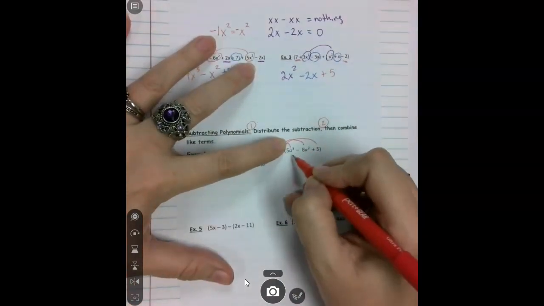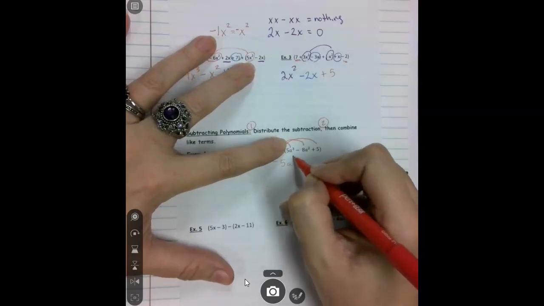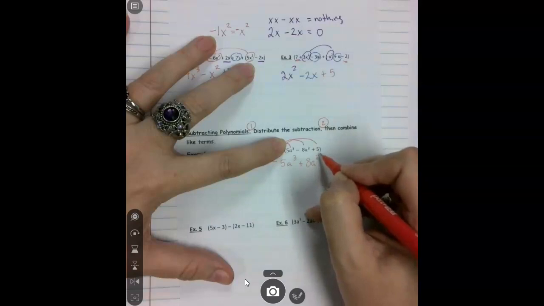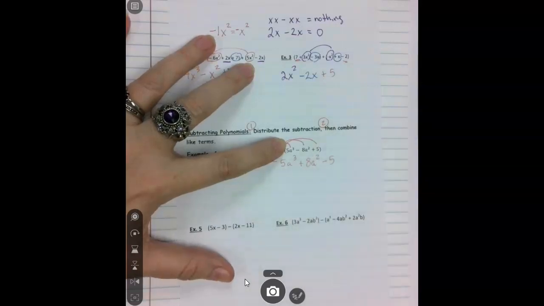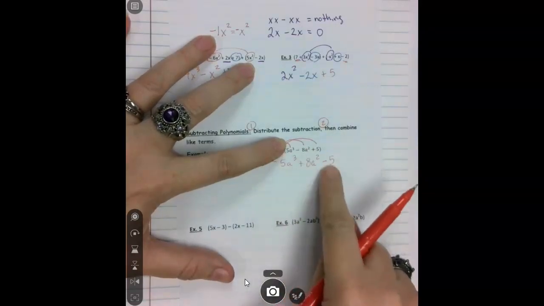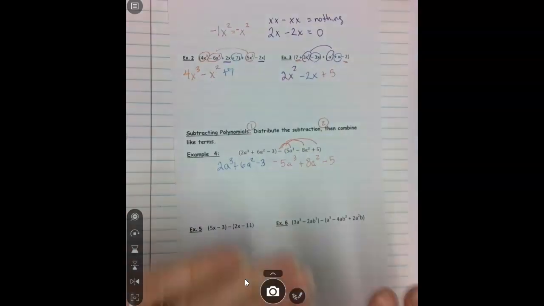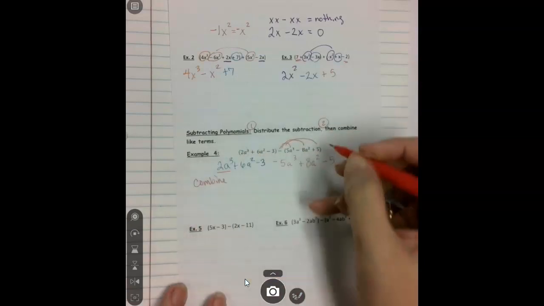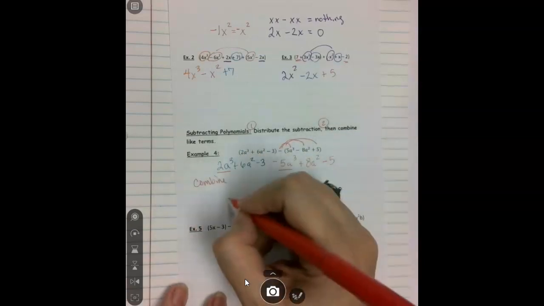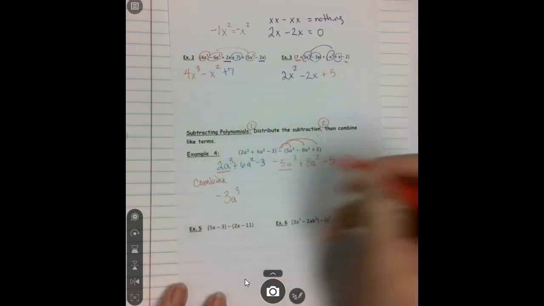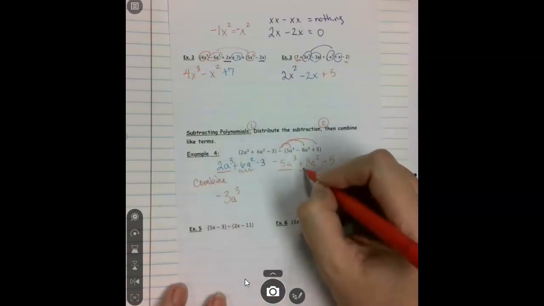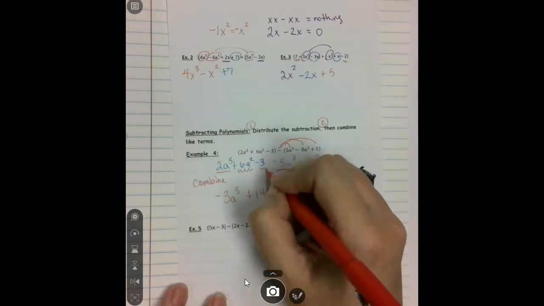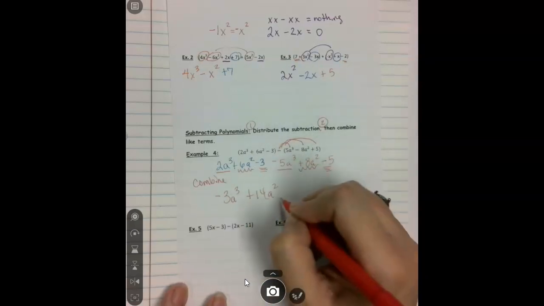So this is negative 5a cubed. Change this to a plus 8a squared. Change that to a minus 5. So change the sign on each one of these. Now I just combine like terms. So the a cubes go together, minus 3a cubed. Plus 6a and plus 8 is plus 14a squared. And minus 3, and minus 5 is minus 8.